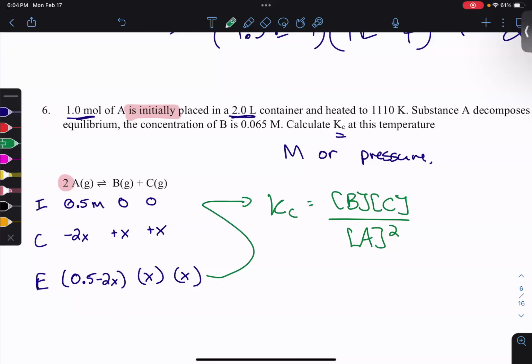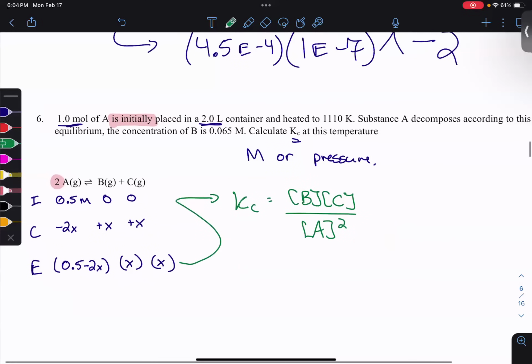But we're going to replace all of those concentrations with our E line instead. Well, we will. I actually don't want to do that just quite yet, because our goal here is to calculate what Kc is. So we actually need numbers here. We can't just put in these expressions.